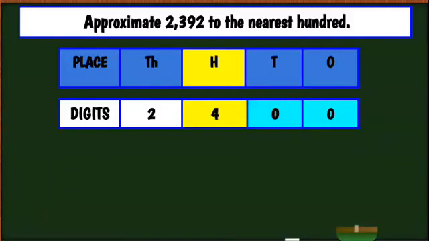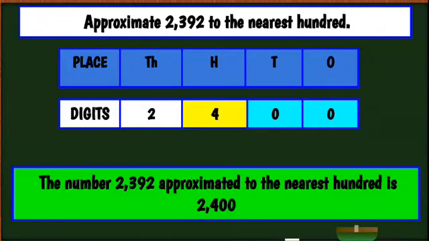So now we have 400. So 1 added to that 3 becomes 4, giving 400, and the tens and ones are replaced with zeros. Now notice that the number in the thousands position, nothing was done to that. So the number in the thousands remains the same, but the focus here would be on the hundreds and tens if you're approximating to the nearest hundred. So here we have the number 2,392. Approximated to the nearest hundred is 2,400.